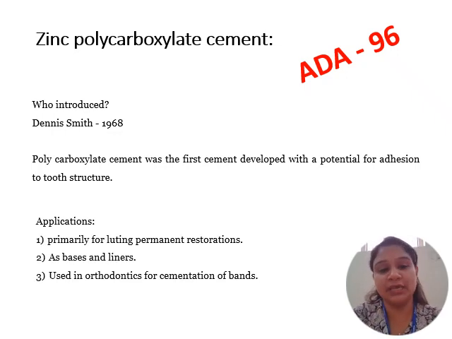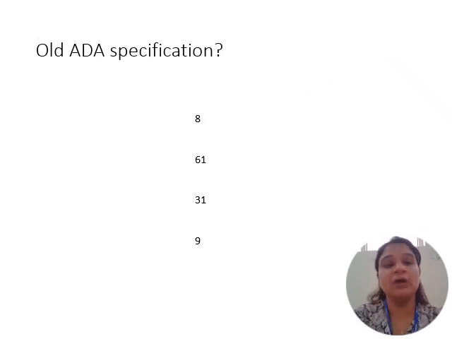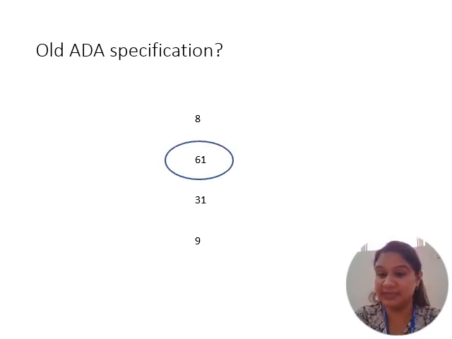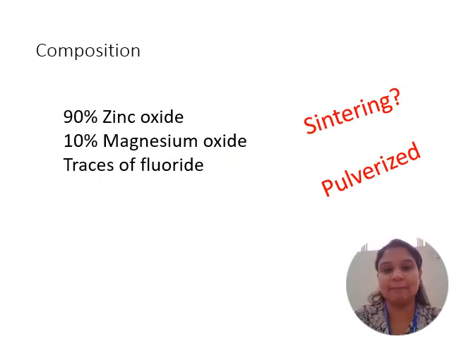So what are the various applications? It was primarily used for luting of permanent restoration, for liners and bases, and then for orthodontic brackets and for cementation of bands. What is the old ADA specification? Any guesses? So the old ADA specification number is 61 and the present one is 96.